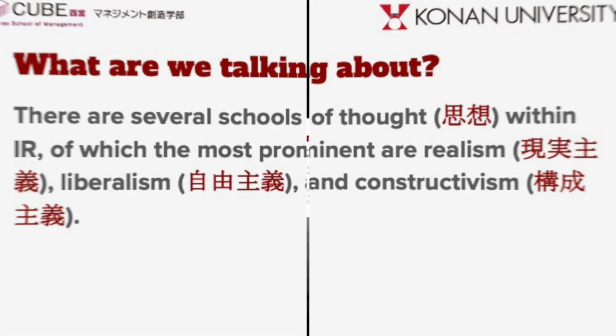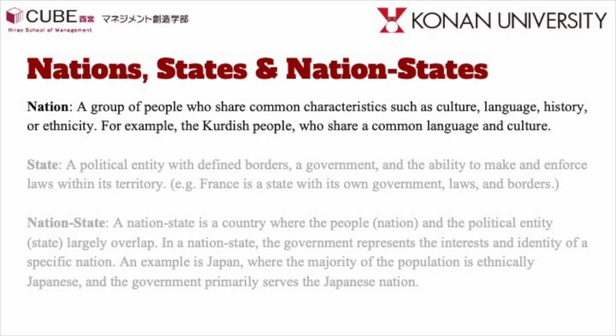past events. So it is important to understand the meaning, the difference, and the overlaps of the three terms: nations, states, and nation-states. A nation, as mentioned in this slide, is a group of people who share common characteristics such as culture, language, history, or ethnicity. For example, the Kurdish people, who share a common language and culture.